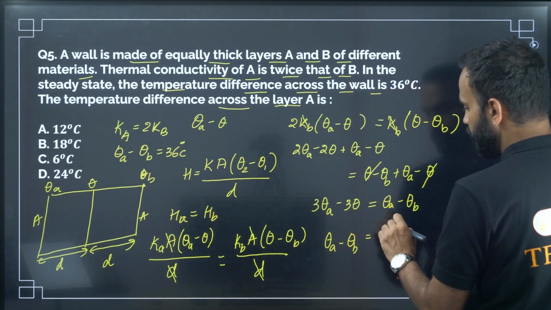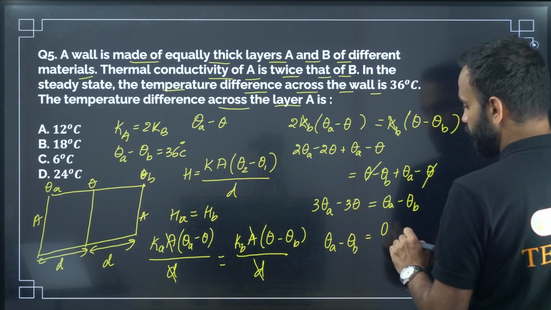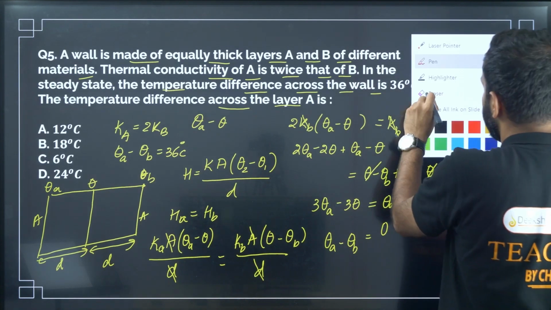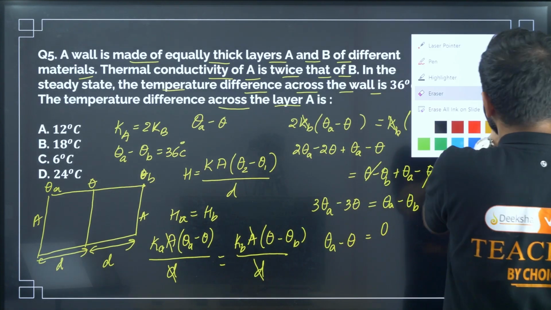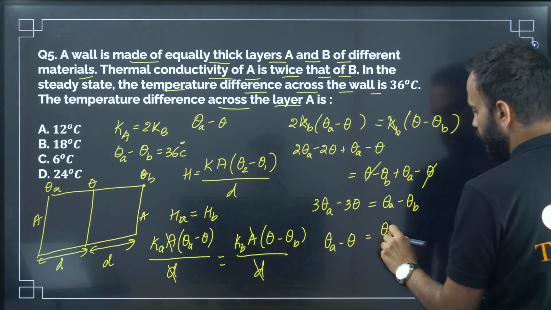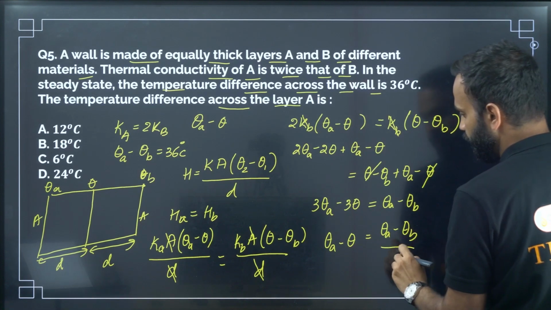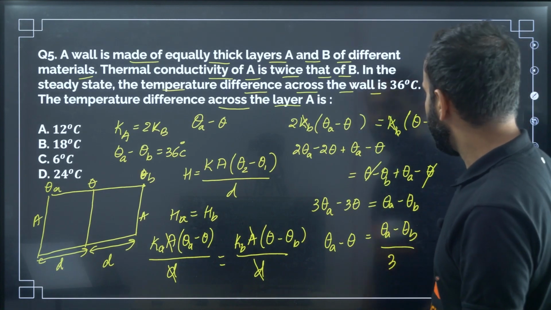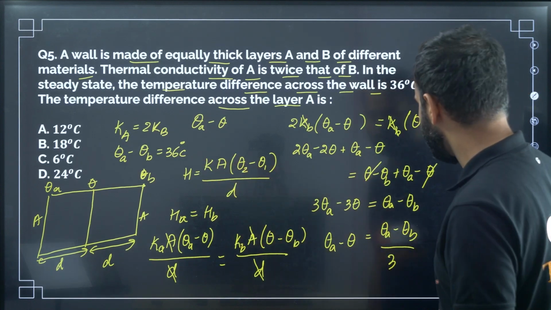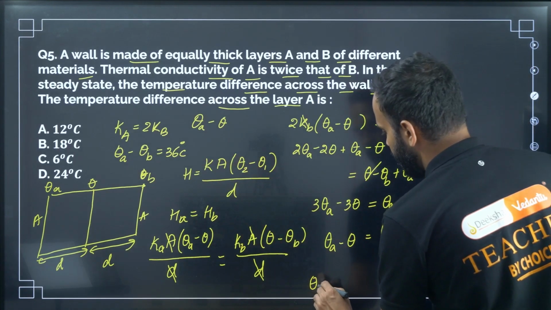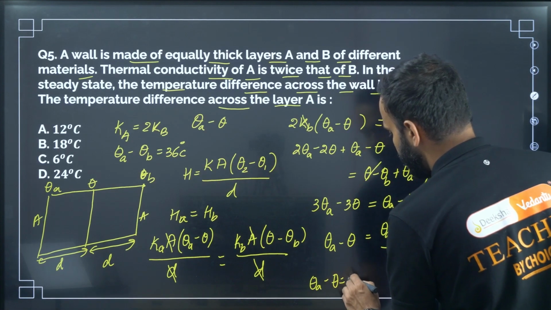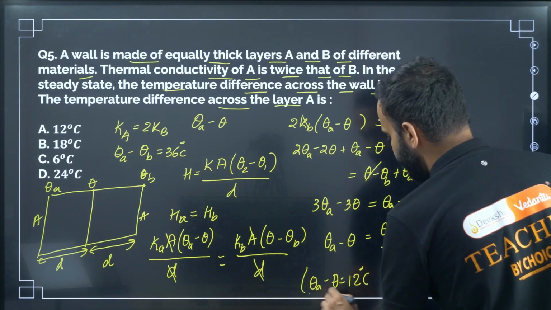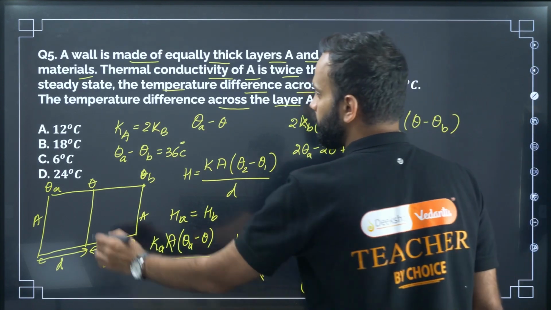We need to find theta A minus theta, right? Theta A minus theta is equal to (theta A minus theta B) divided by 3. So what is theta A minus theta B? 36 degrees Celsius, right? So finally theta A minus theta is equal to 12 degrees Celsius. The correct option is A.